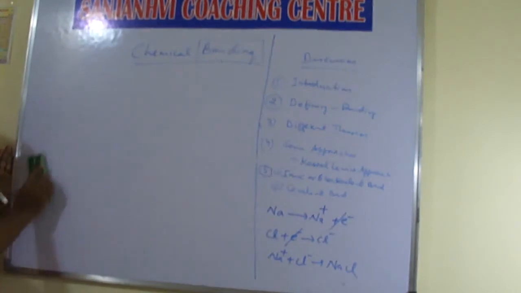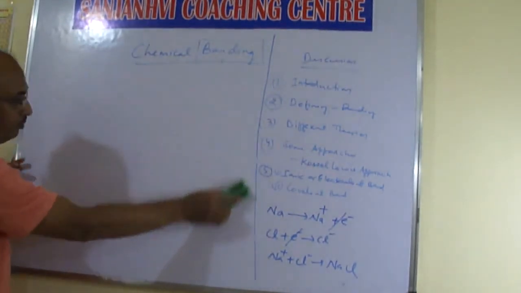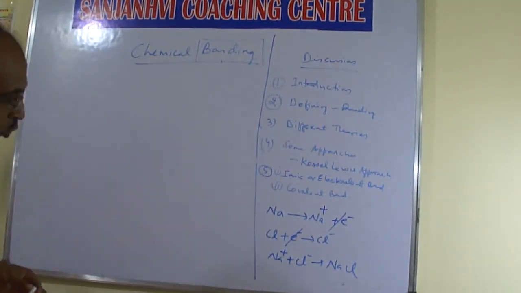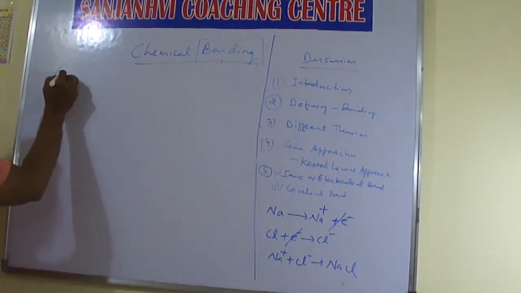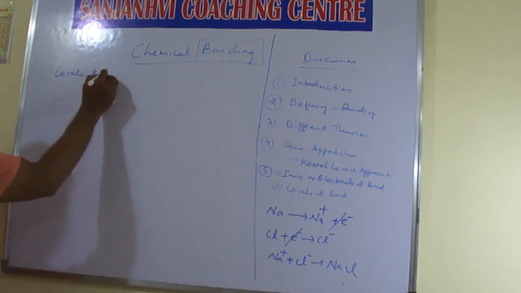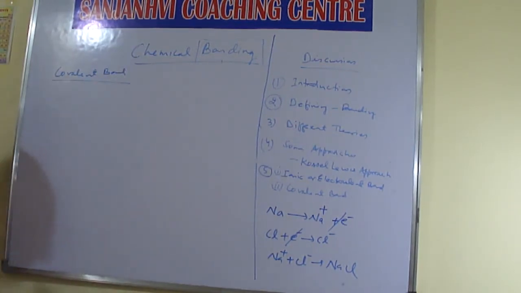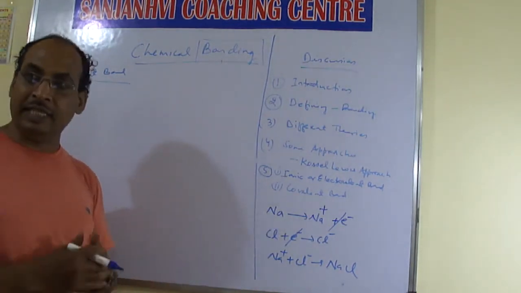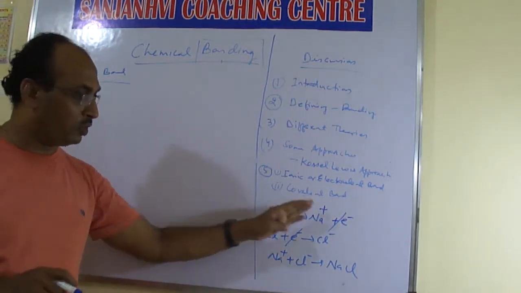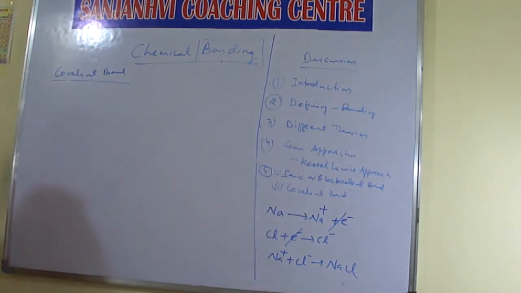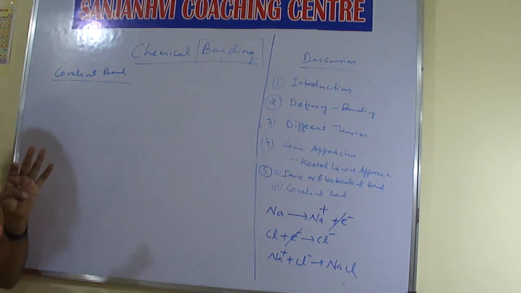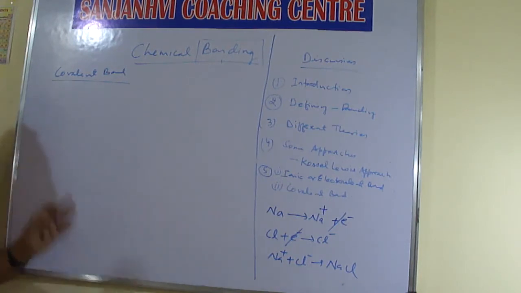Now another bond is there, and that is the covalent bond. In the Lewis approach, we saw that bond formation takes place due to the formation of a positive ion and a negative ion, which come together and form a bond by achieving a stable octet. So that was called the octet rule.